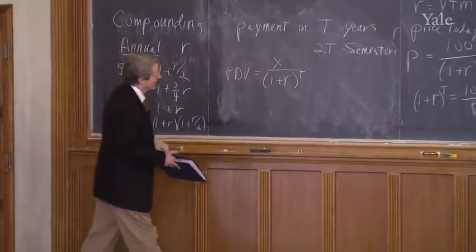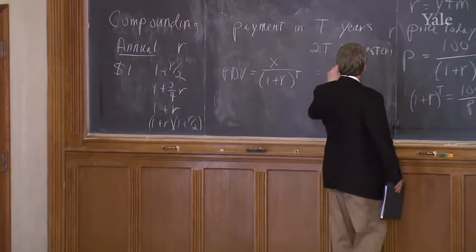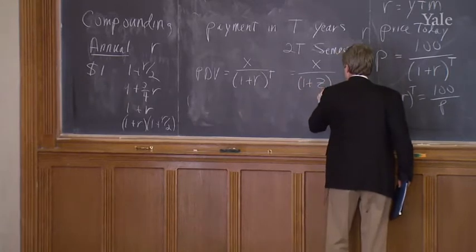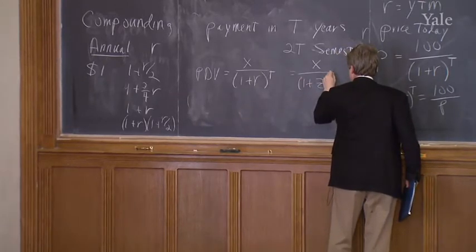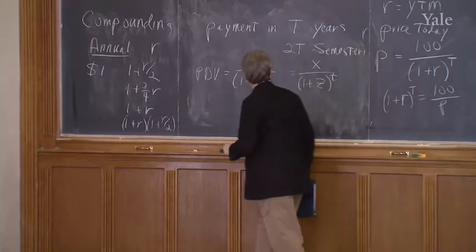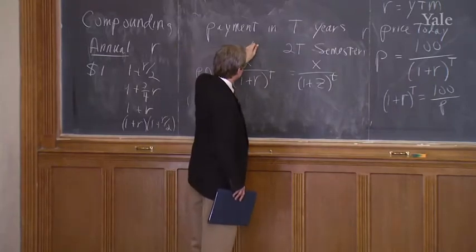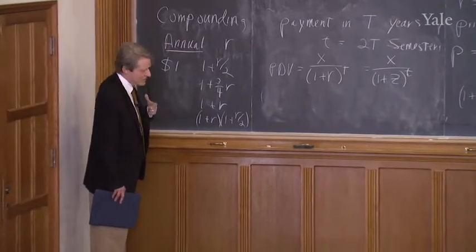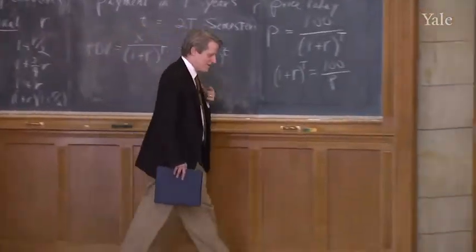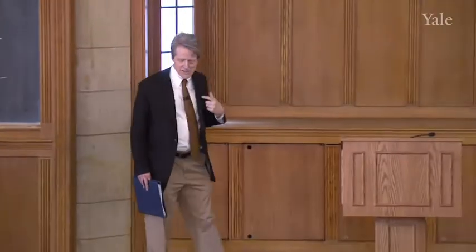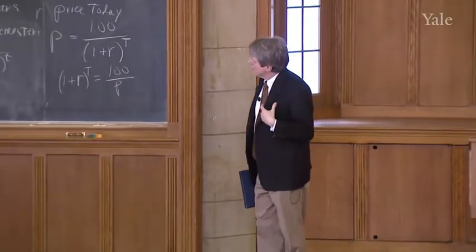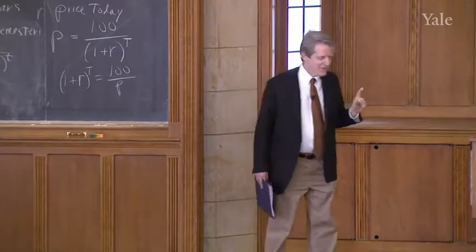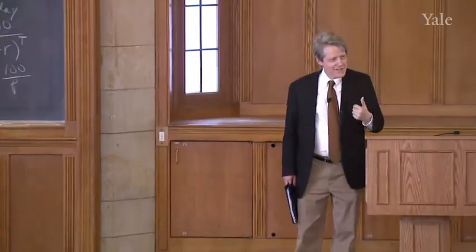Or if you're compounding every 6 months, it would be X all over 1 plus Z to the lowercase t, where lowercase t equals 2T. So whenever we ask a question about present values, we'll have to make clear what compounding interval we're talking about. By the way, there's also, I shouldn't say by the way, it's fundamental, there's also continuous compounding.